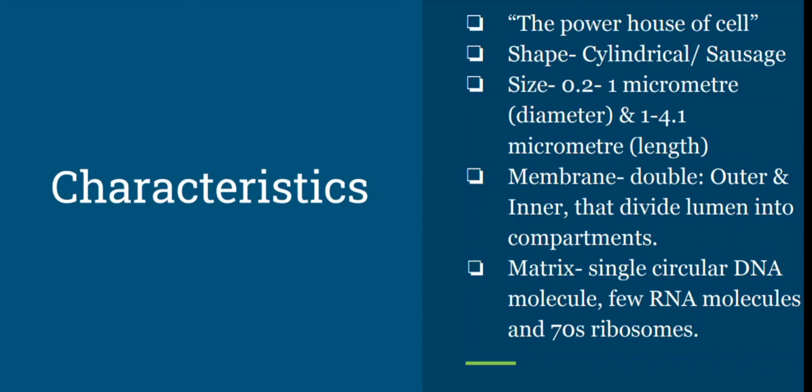Talking about the membrane, this membrane is double layered. It has two layers, that is the outer layer and the inner layer. Now the outer layer is smooth while the inner layer consists of many infoldings, which are called cristae, and that divides the lumen into many compartments.